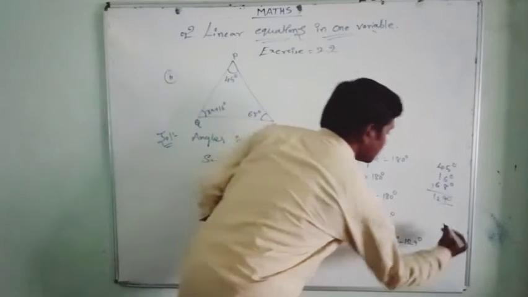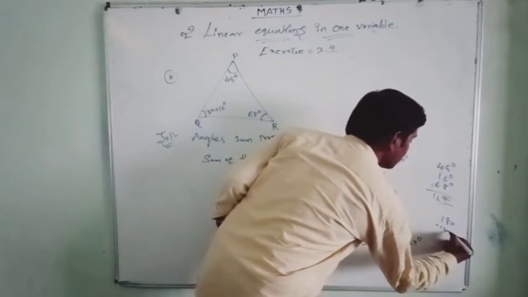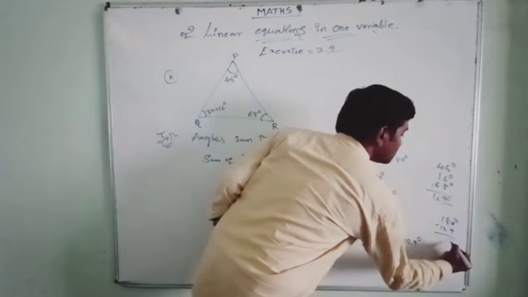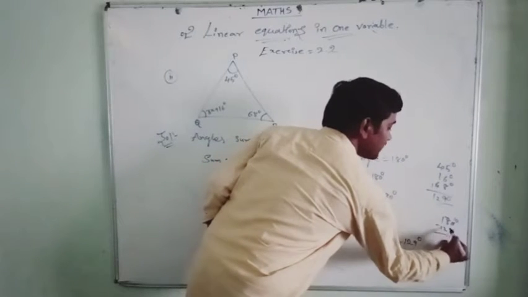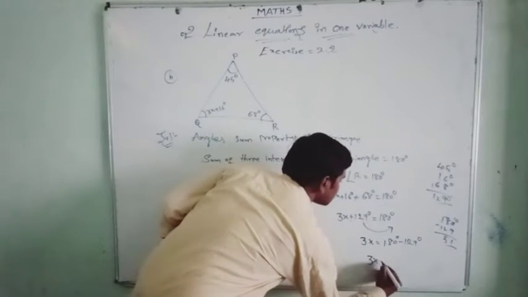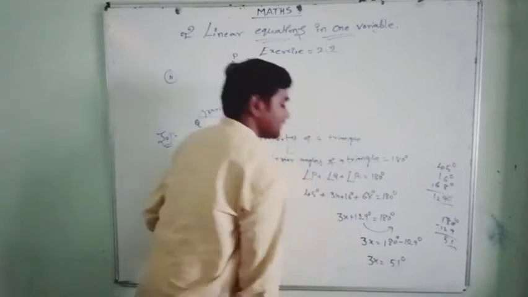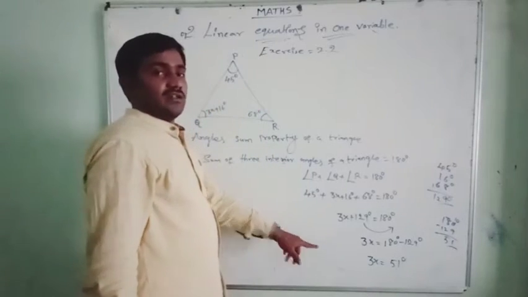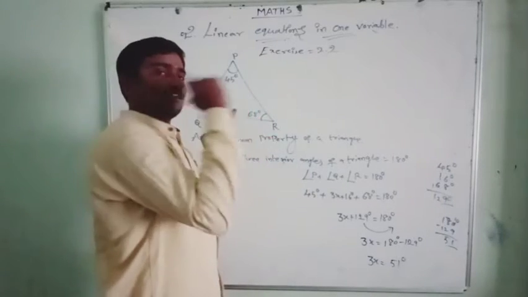So here 180 minus 129. 10 minus 9 is 1, 7 minus 2 is 5. That is 51 degrees. So 3x equals 51 degrees. Now there is no division term here. First, the plus or minus connected term we need to transport.